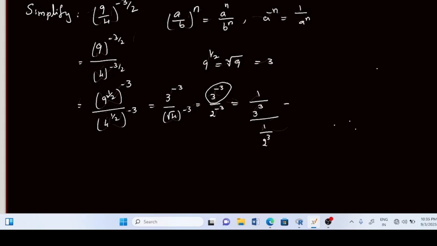If we reciprocal this one, we can write it as 2 power 3 dividing by 3 power 3. 2 power 3 is 8 dividing by 3 power 3 is 27.